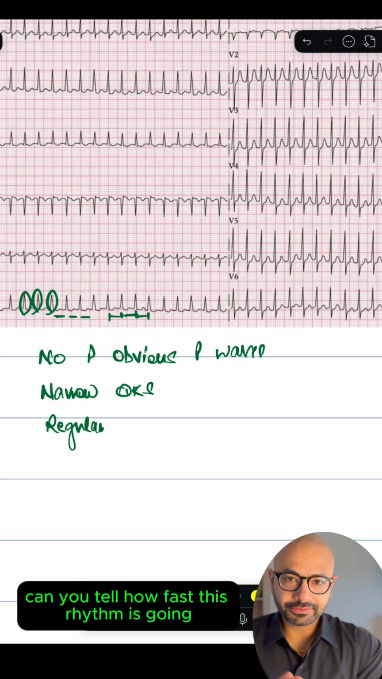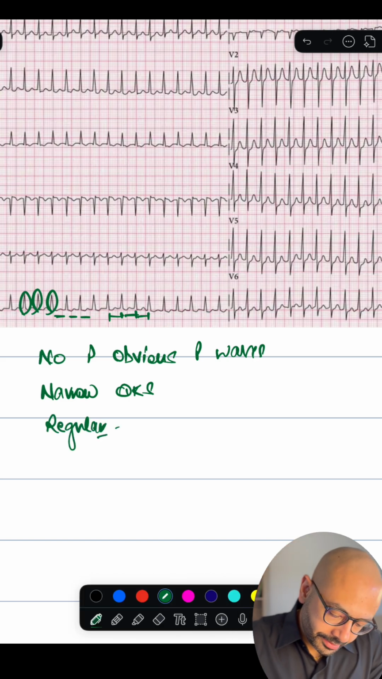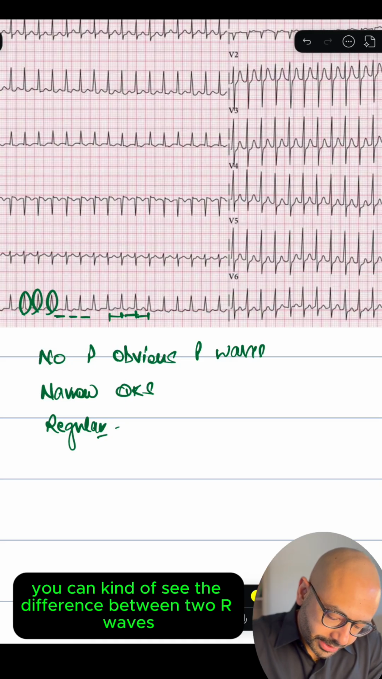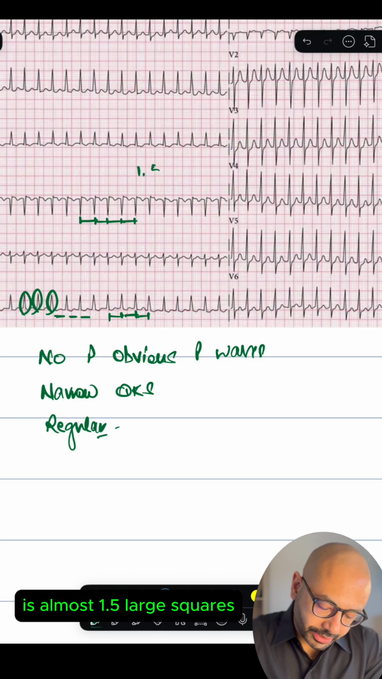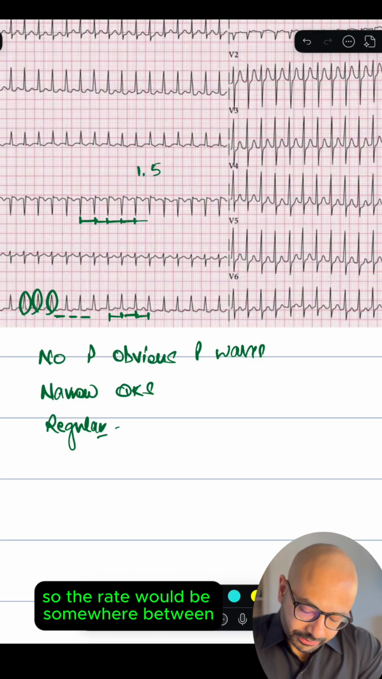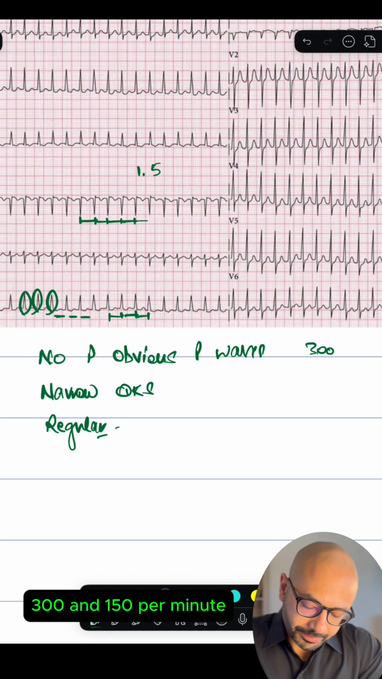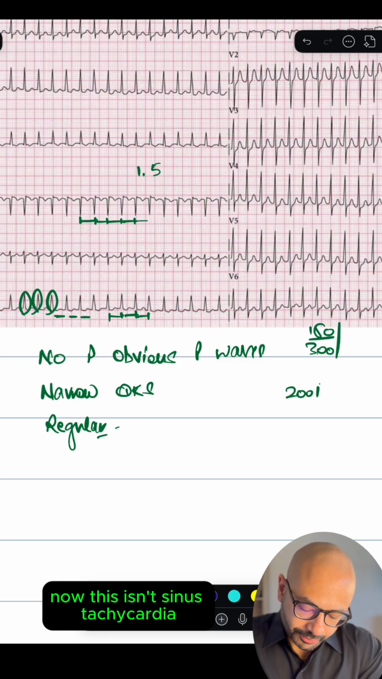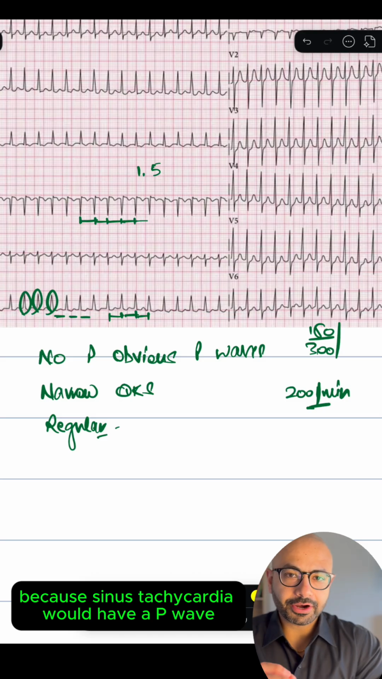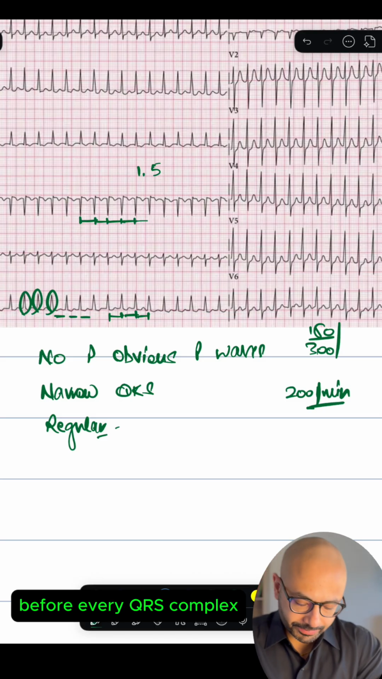Can you tell how fast this rhythm is going? Just by the look of an eye, you can see the difference between two R waves is almost 1.5 large squares. So the rate would be somewhere between 300 and 150 per minute. Let's say the rate is 200 per minute. Now this isn't sinus tachycardia because sinus tachycardia would have a P wave before every QRS complex.